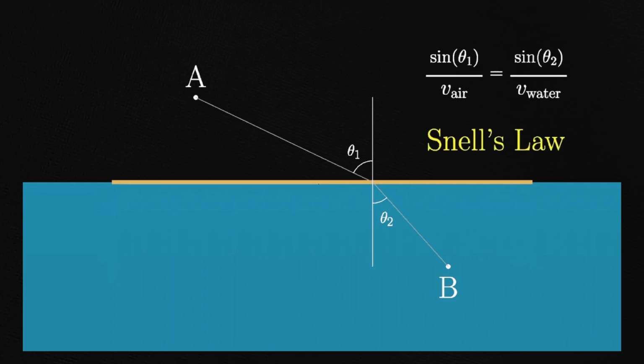Snell's law says that sine of theta divided by the speed of light stays constant when light travels from one medium to another, where theta is the angle that that beam of light makes with a line perpendicular to the interface between the two media. So there you go, no calculus necessary.